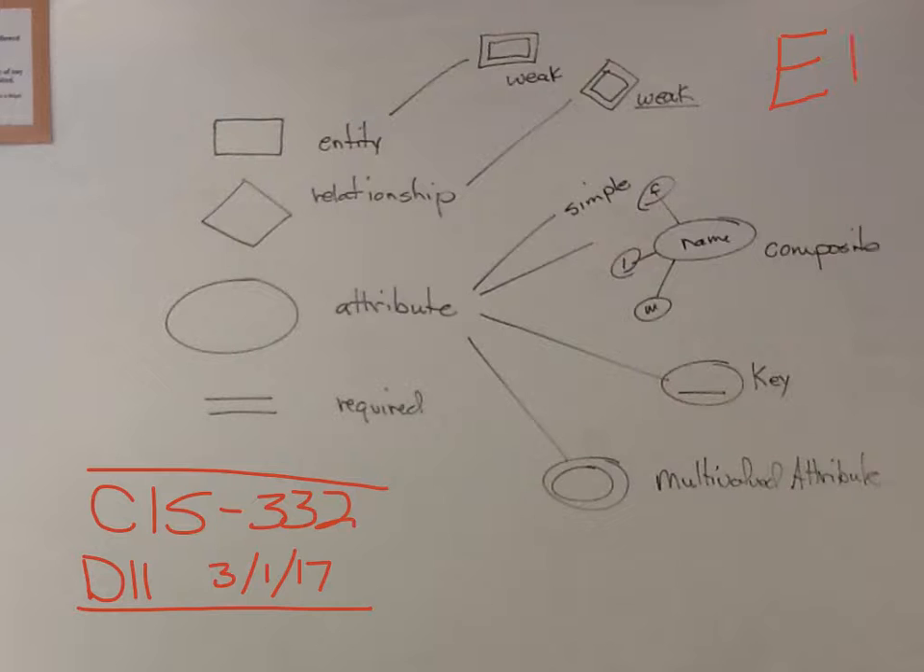Entity relationship diagrams. We have some symbols. A rectangle represents an entity. If it's a weak entity, where the entity is dependent upon another entity, then we have a rectangle in a rectangle. Relationships are a diamond. A weak relationship, a relationship that's dependent upon another relationship, is a diamond in a diamond.